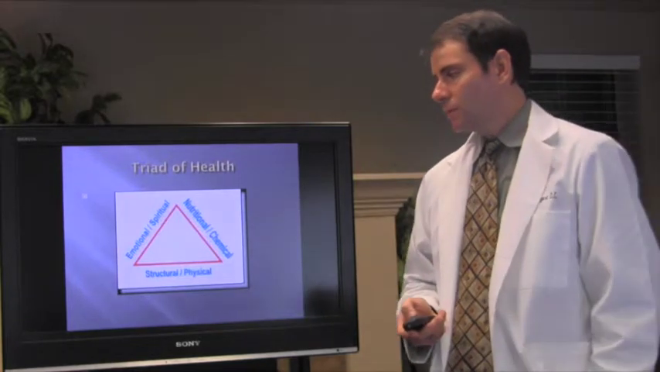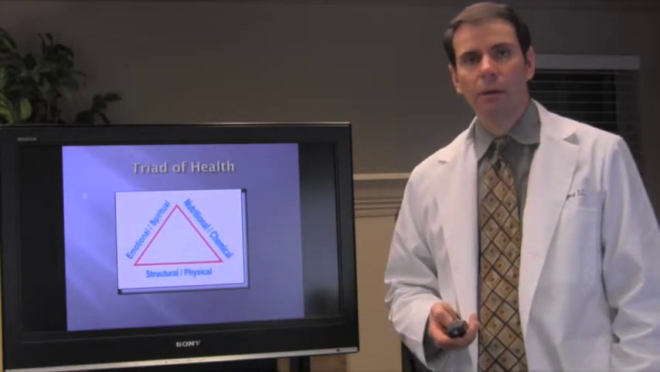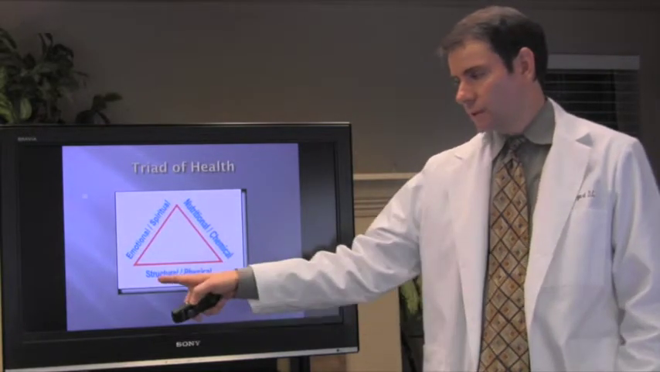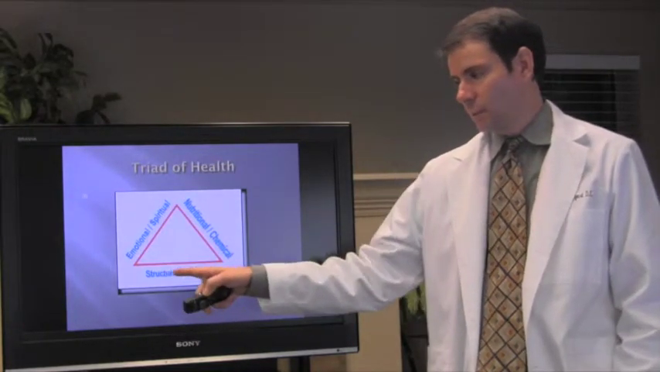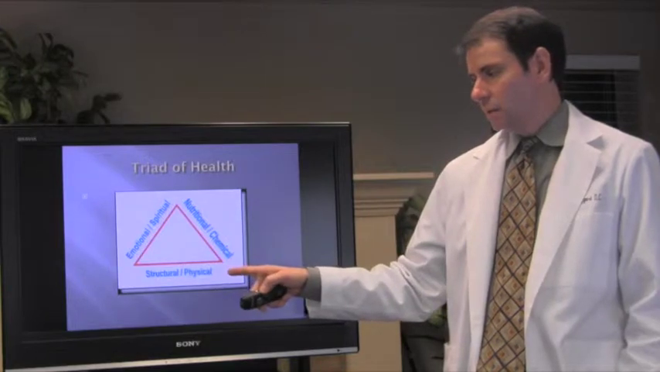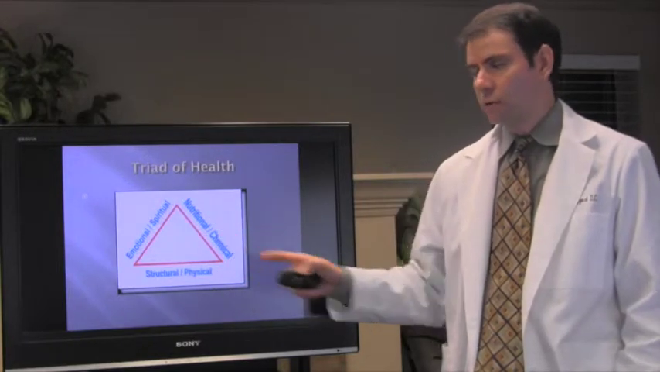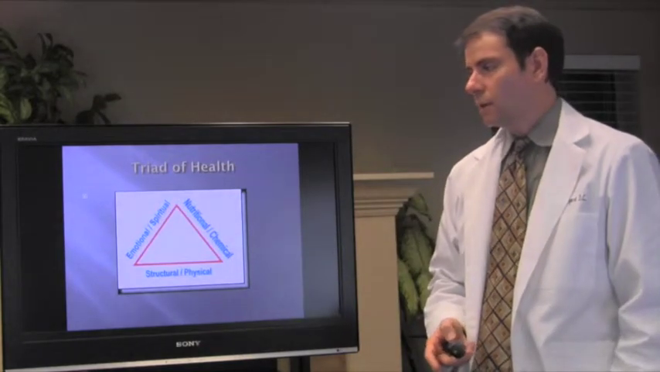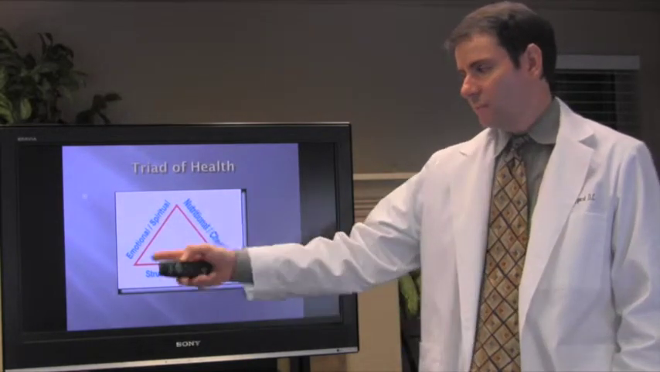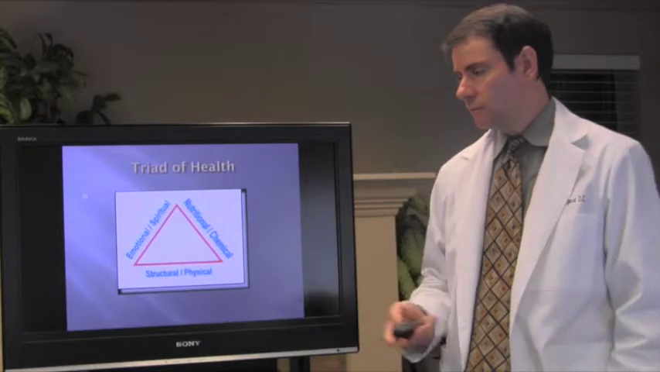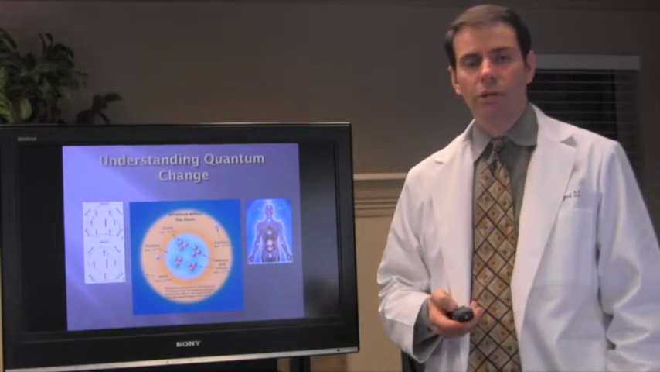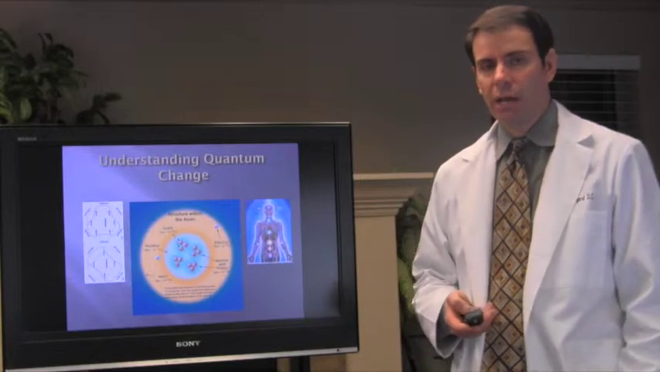So to be healthy, we need to look at health on kind of three basic levels. There's the structural physical side of health, structural being the spine, the joints of the body, the muscles, the nutritional or the biochemical component, and also there's the emotional spiritual side of health. To have optimal health, we have to have a balance of all three of these components.